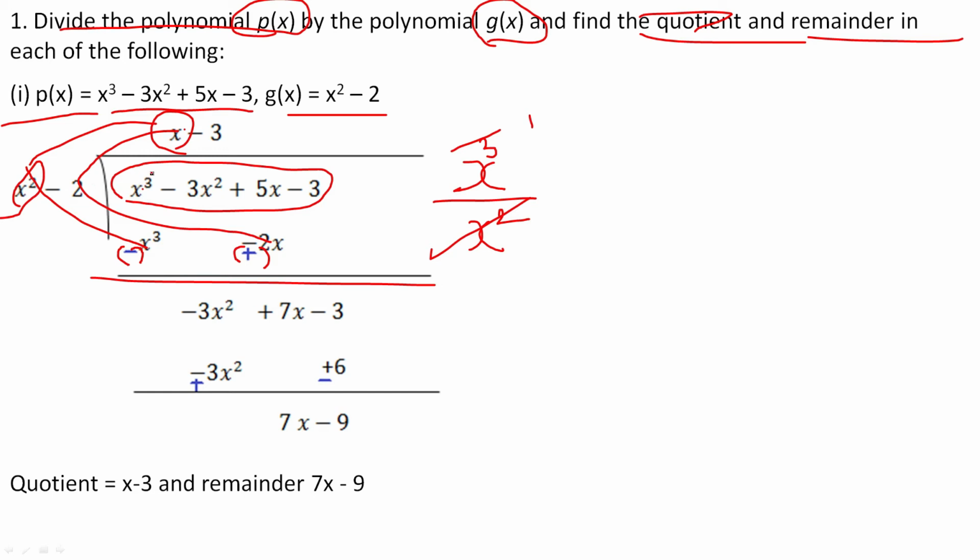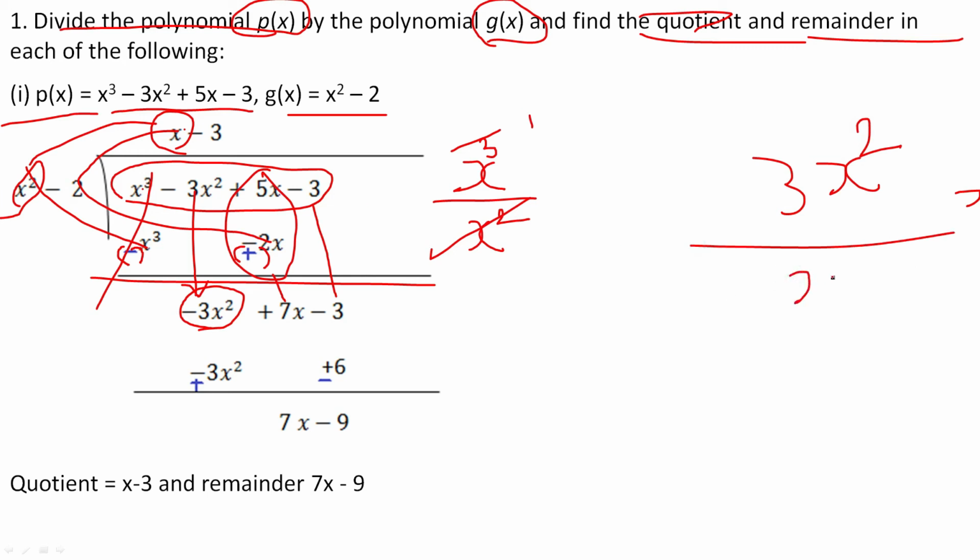Now the first two terms will get cancelled, because x cube minus x cube cancels. Here you bring the next term down. 5x plus 2x, if you add these two, it will become 7x. Bring down the last term, minus 3, also. Again, this 3x square you take, 3x square divided by x square. The x square will get cancelled, so the answer is 3. Put the 3 in the quotient.